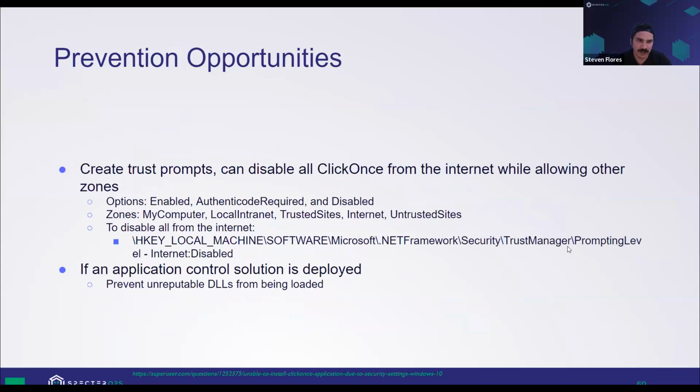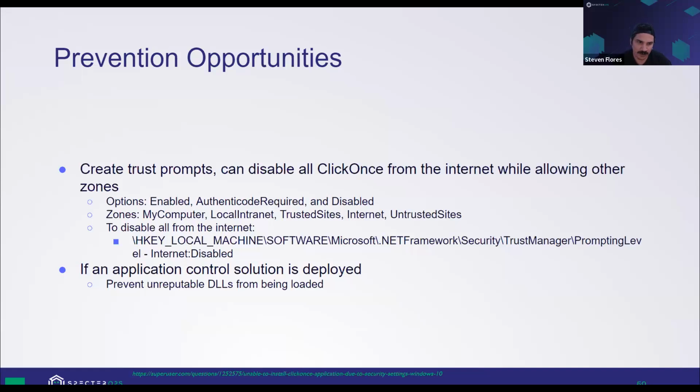Some prevention opportunities. One of the things we can do is create trust prompts that can disable ClickOnce deployments from the internet. We have other options we can set that say from what location it is allowed or disallowed. And also, if we want to make sure that only signed applications are allowed, to prevent outright unsigned applications from running, we have that option as well.